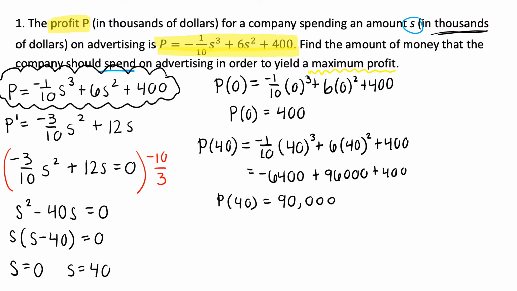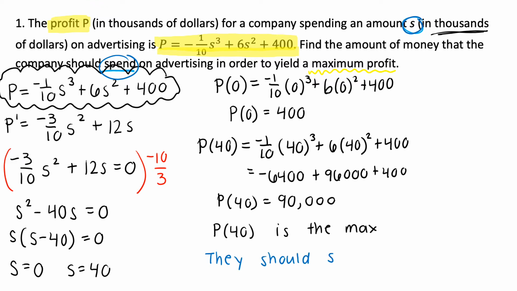3,600. So comparing our two extrema, 400 is obviously smaller than 3,600. So P of 40 is the maximum. And then we just want to make sure we answer the question correctly. Find the amount of money the company should spend. So they want to know this S value. So they should spend 40, and then because it's in thousands, $40,000 to maximize their profit.